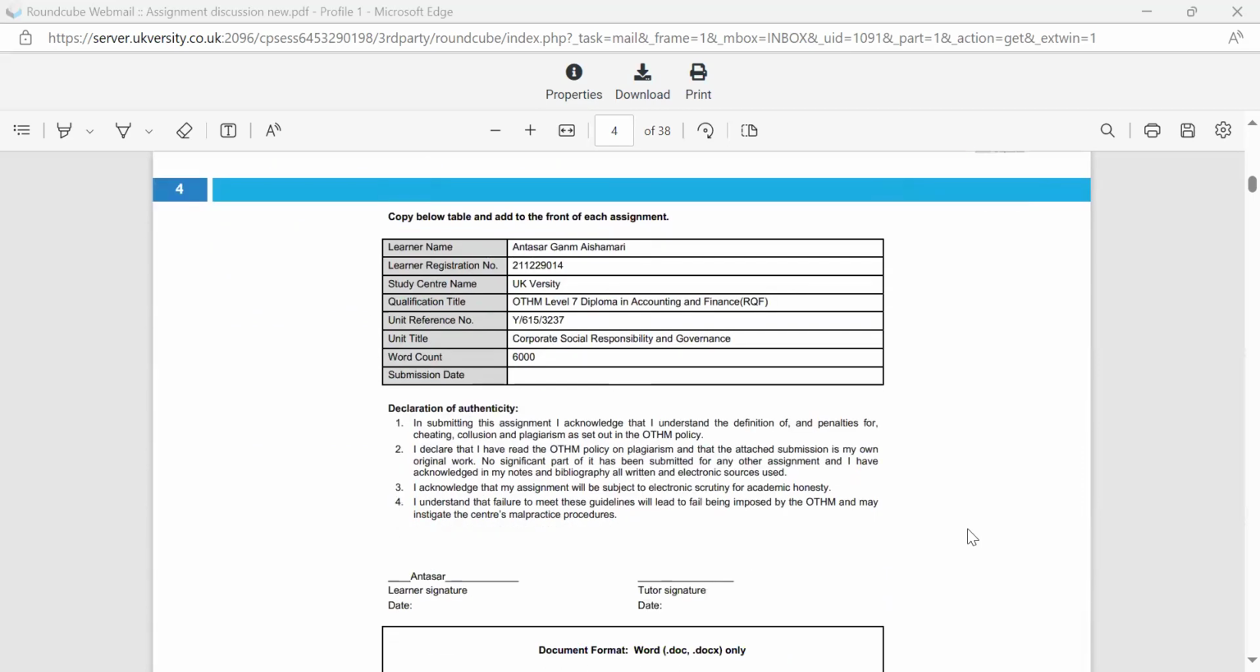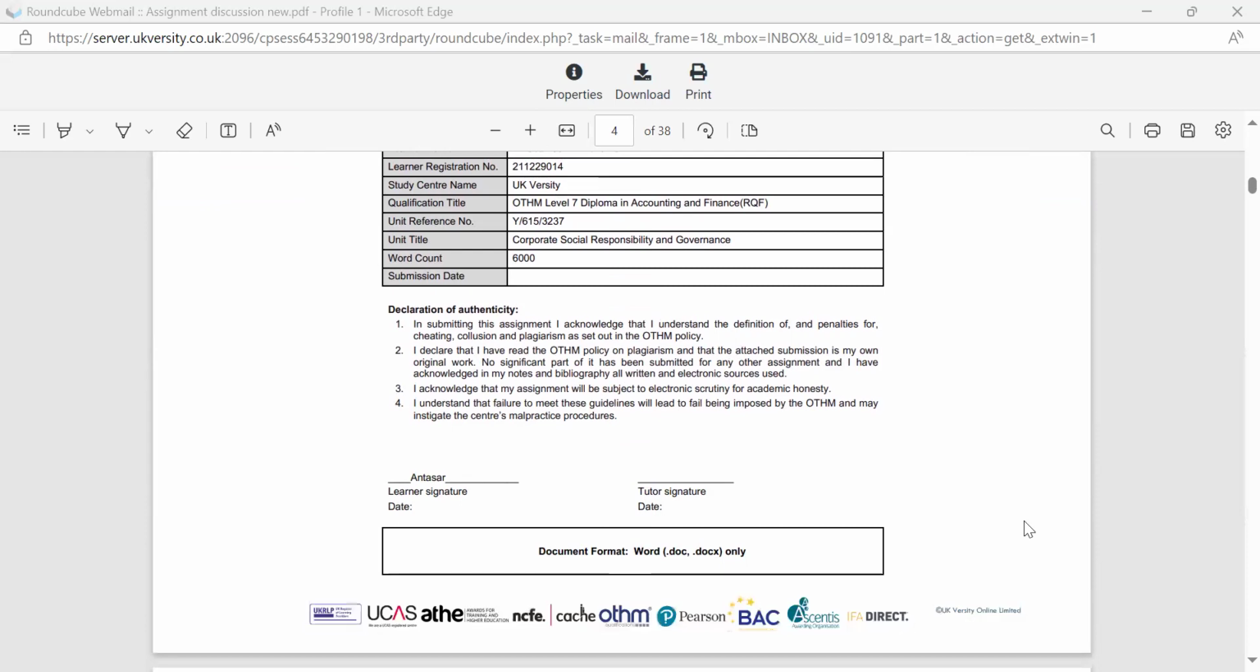Assignment declaration, again, assignment declaration is so important. You need to sign this declaration to confirm that the work that you are submitting, you've not done any form of plagiarism, collusion, or cheating, and you've followed the regulations of the awarding body. You are signing this, you are acknowledging that this is your work. So you have followed the plagiarism submission and you've submitted the work and it's your original work. And you have done it academically, honestly, and you understand the regulations of the awarding body.